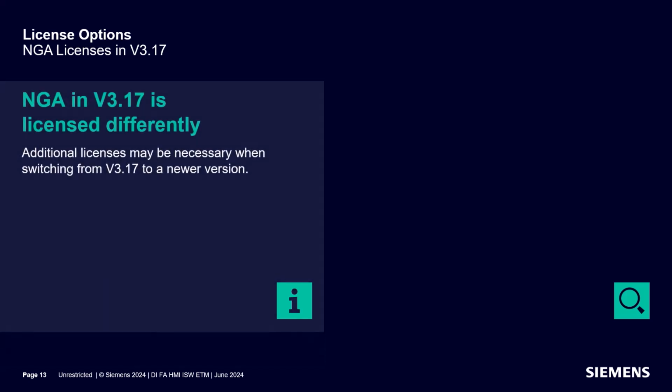In version 3.17 of WinCC OA, the licensing for the Next Generation Archiver, NGA, is structured differently compared to later versions. Therefore, when upgrading from version 3.17 to a newer version, additional licenses may be necessary if your current license does not meet the requirements for the features or connections you intend to use in a newer version.